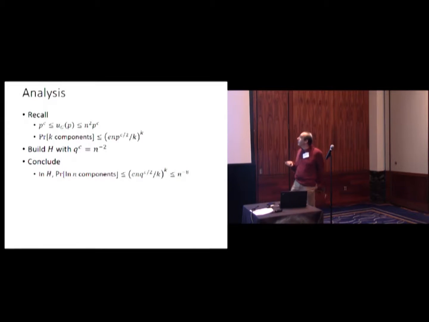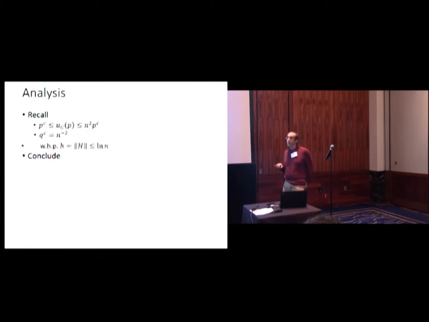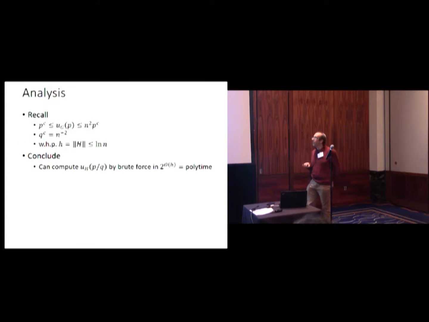So I can conclude from the bound on the number of components that if I plug in k equals log n, the probability that I have log n or more components is tiny. That is, with high probability, the size of this graph H is only log n. But that's great. If the size of the graph H is log n, then I can compute that unreliability by brute force in exponential time. And it will only take me polynomial time.